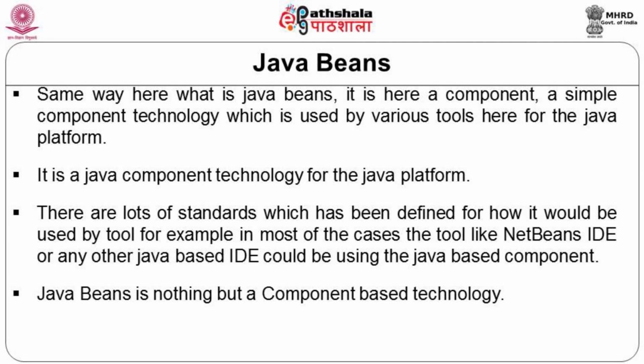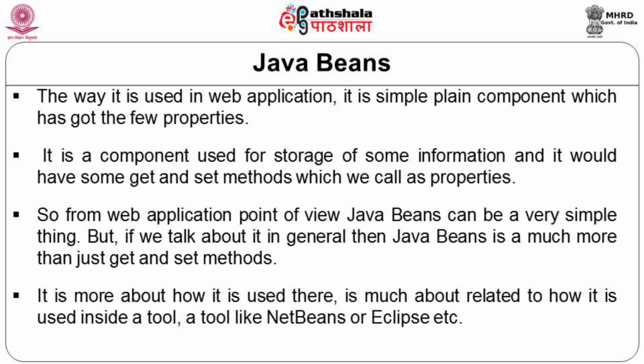So, JavaBeans is nothing but a component technology. In a very simple form, the way it is mostly used with a web application, it is a simple plain component which has a few properties. It is a component used for storage of some information, and it would have some get and set methods, which we call properties. From a web application point of view, JavaBeans could be a very simple thing, developed in a very simple manner. But when we talk of JavaBeans in general, JavaBeans is much more than just a set of properties, a component holding some information.